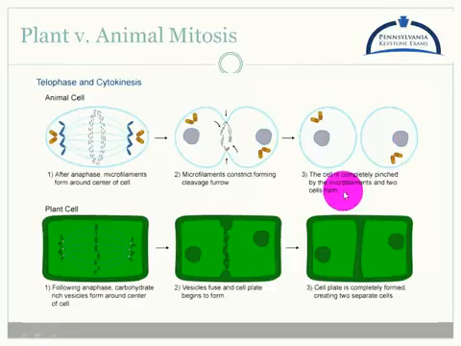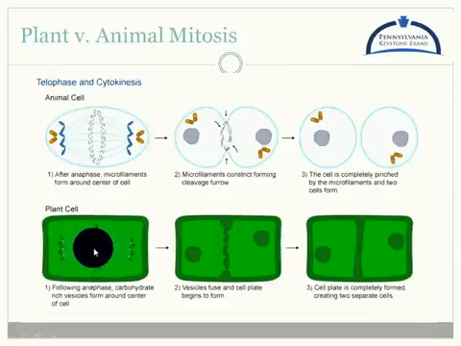Plants and animals have a teeny tiny bit of difference during telophase and cytokinesis, mainly because plant cells have a cell wall and animal cells don't. So in plant cells, what we can see here is that after anaphase, during telophase, it brings in this thing called a cell plate.